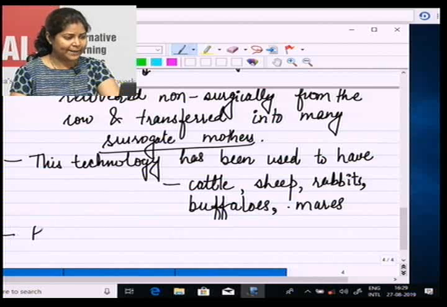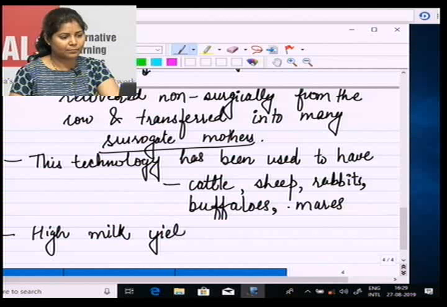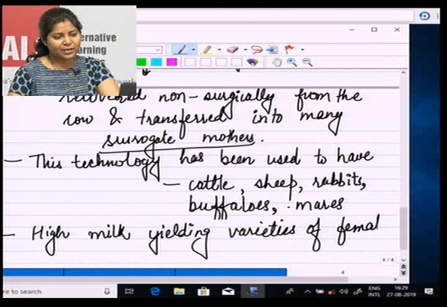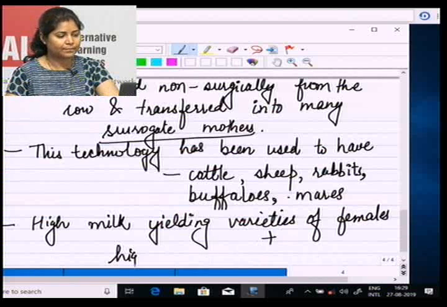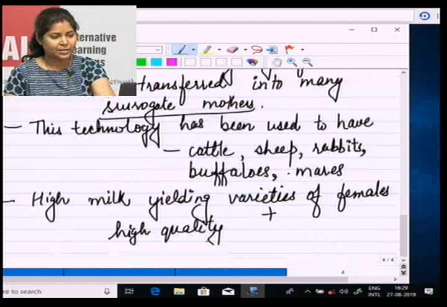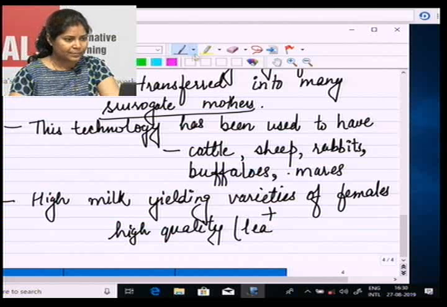Okay. And what kind of things can we have? We can have high milk yielding varieties of females, plus high quality lean meat. You know what is lean meat?